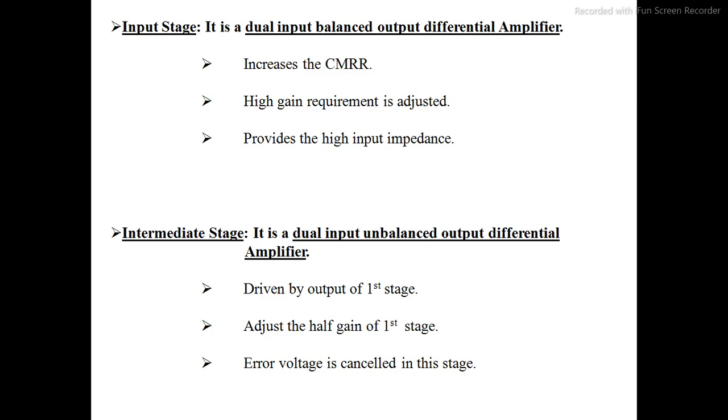Next is the intermediate stage. It is a dual input unbalanced output differential amplifier. It is driven by the output of the first stage, whereas it also adjusts the half gain of the first stage, and the error voltage is also cancelled in this stage.